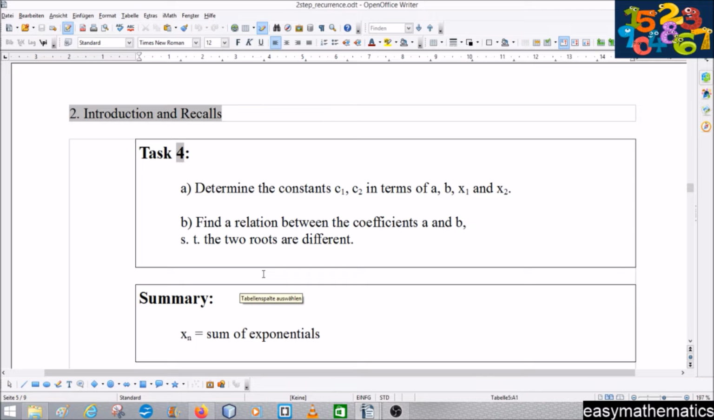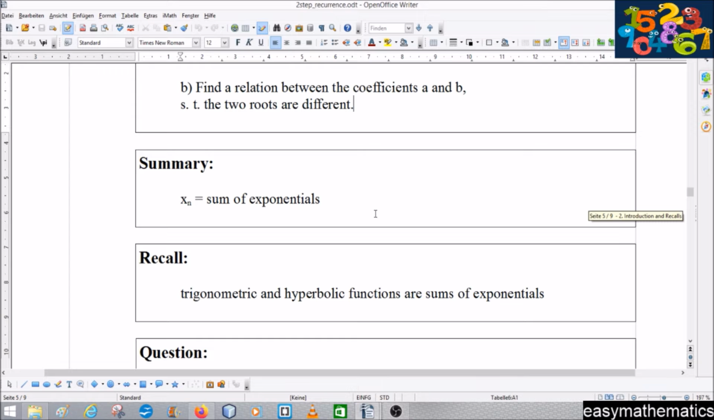Yeah, some small tasks. A, determine the constants c1 and c2 in terms of a, b, x0 and x1. It's also difficult, but it's a nice exercise. If you like, you can do this. And b, find the relation between the coefficients a and b such that the two roots are different. It's also not so hard, but if you want, you can do this.